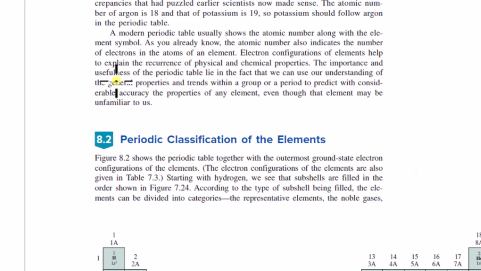The importance and usefulness of the periodic table lie in the fact that we can use our understanding of the general properties and trends within a group or a period to predict with considerable accuracy the properties of any element, even though that element may be unfamiliar to us.